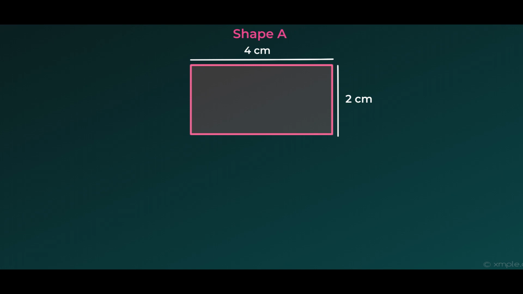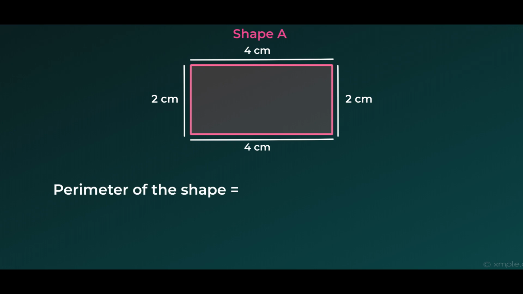This is a rectangle. And as you know, the opposite sides of a rectangle are always of the same length. So if the length is 4 centimeters, then the opposite length, the one below, is also 4 centimeters. If the width is 2 centimeters, then the opposite width is also 2 centimeters. So now we have the measurement of all the sides, right? So let us calculate the perimeter of this shape.